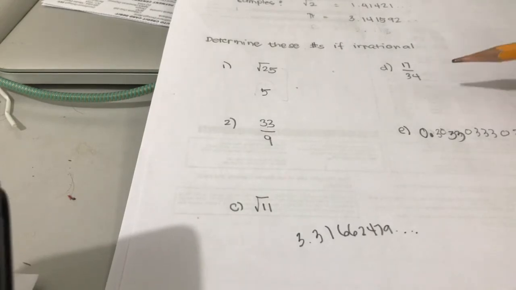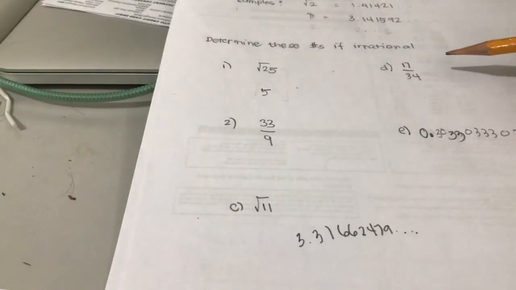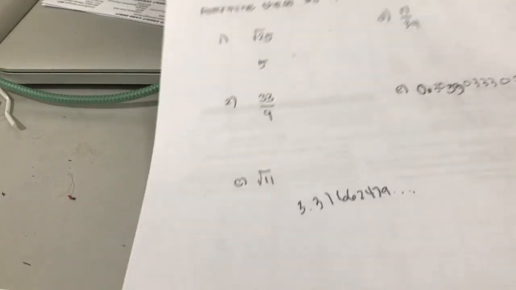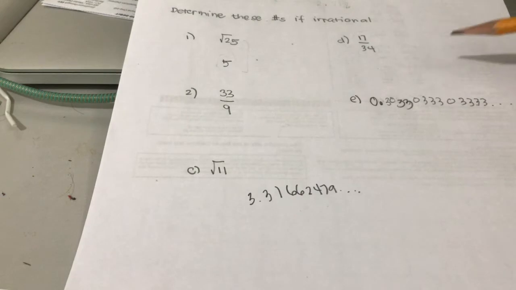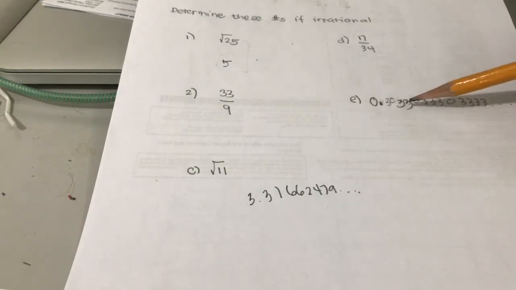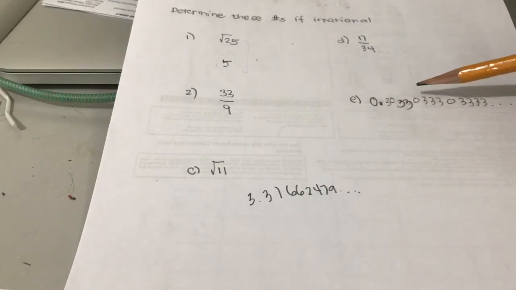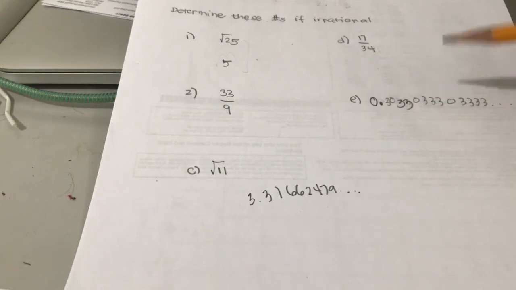How about 17 over 34? If we divide 17 by 34, since both of them are integers and expressed as a fraction, we could say that this is a rational number. And how about the last number? 0.3033 0333 0 3033 and so on. Since this is not repeating and it has no pattern, this is an irrational number.